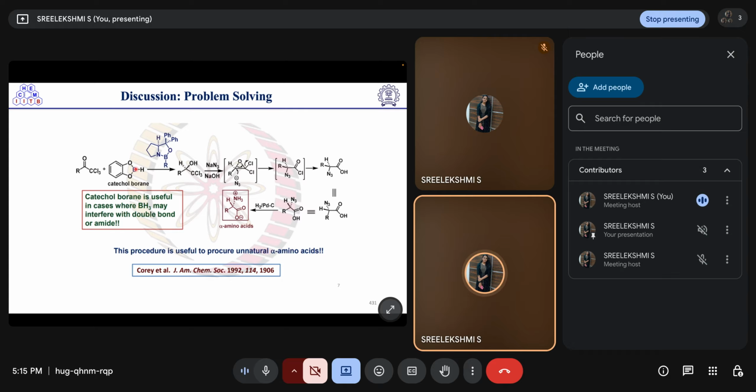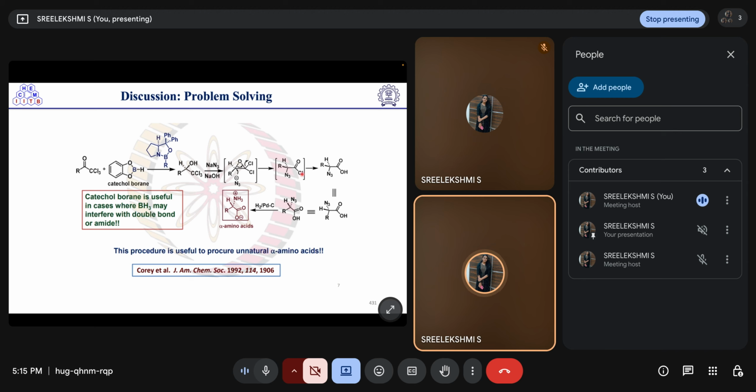So if we treat that catechol borane and this particular ketone in the presence of the CBS catalyst, we will get this compound, which upon treatment with NaN3 and NaOH, firstly this epoxide will form and N3 minus will attack over here and this will open up, Cl will eliminate and will form this particular intermediate.